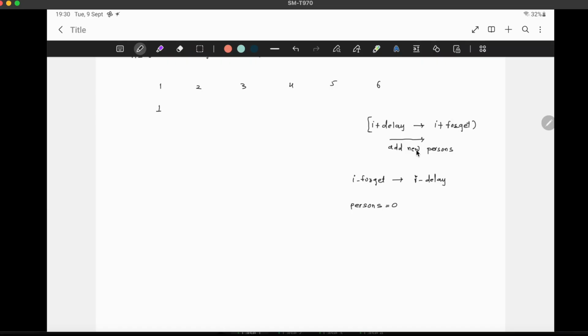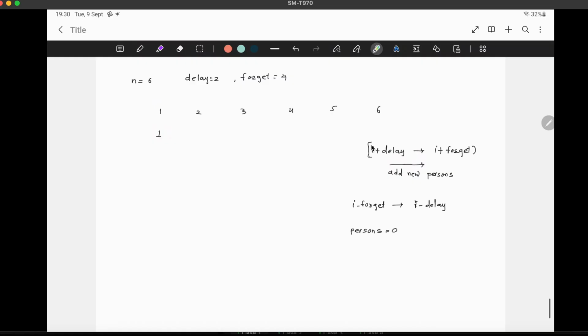All right, so in the previous approach what we did is we went forward. We kept on updating whatever persons were there. For the first index person, delay plus this index, from there onwards up to i plus forget, which was basically exclusive, till that particular index we kept on adding new persons. That is what we tried doing.